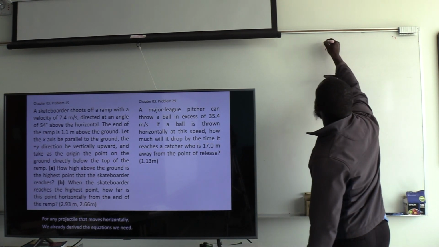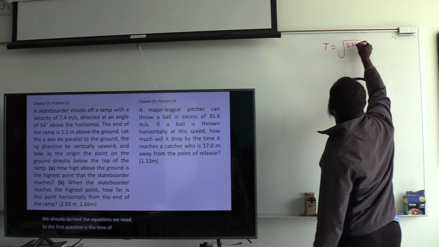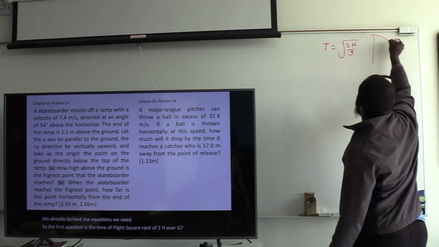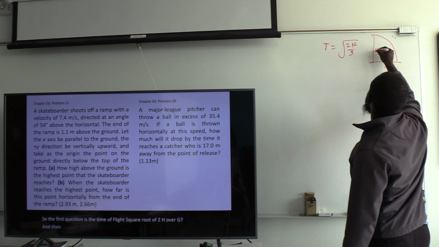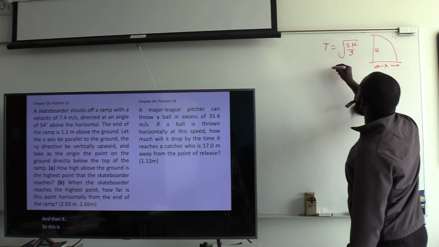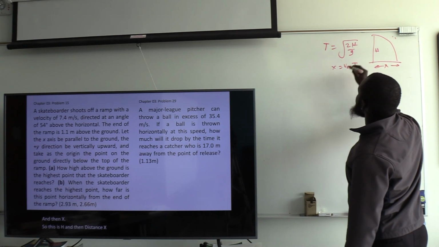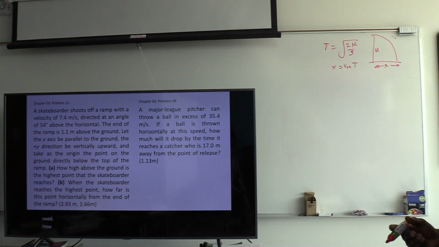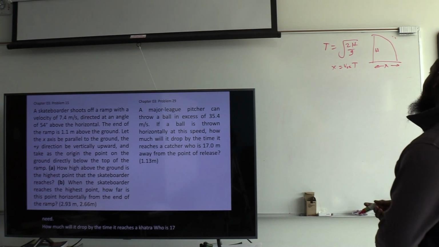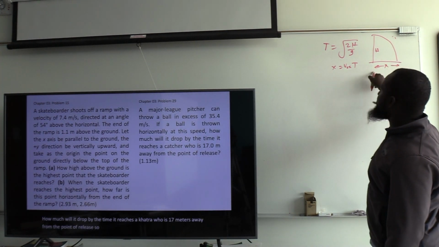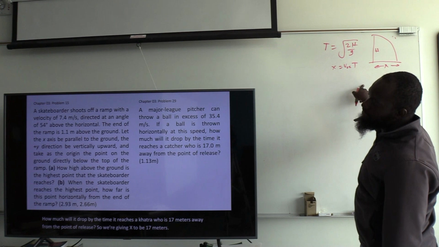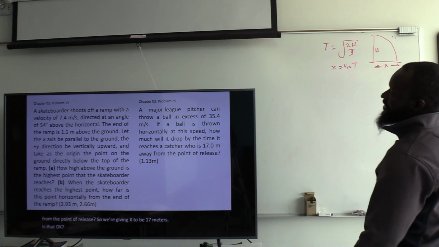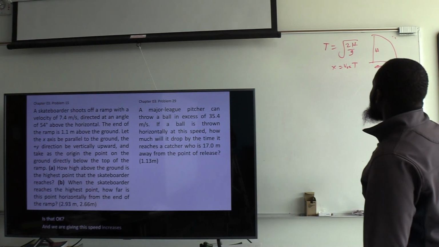So the first equation is the time of flight, square root of 2h over g, and then x, so this is h, and then distance x is v naught x times t. That's all, the two equations we need. How much will it drop by the time it reaches a catcher who is 17 meters away from the point of release? So we are given x to be 17 meters, and we are given the speed with which it is thrown. They are asking for h.